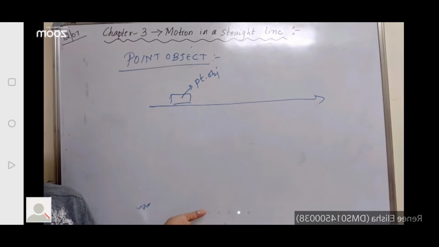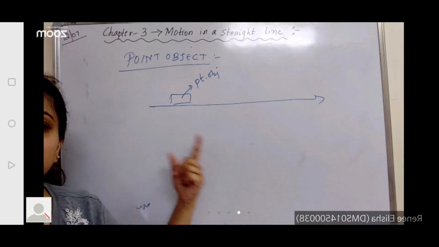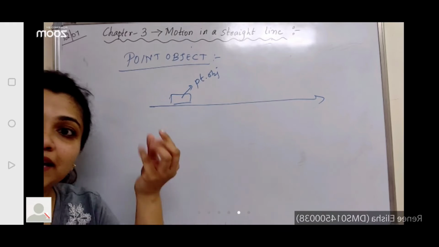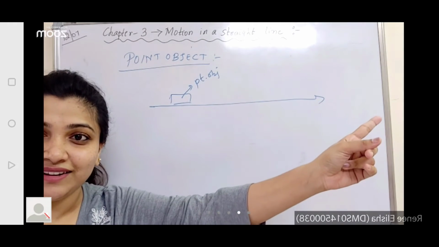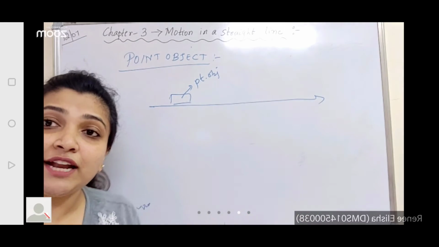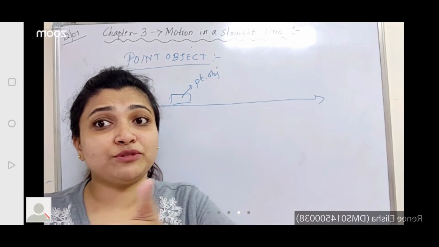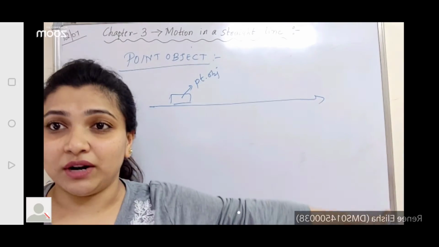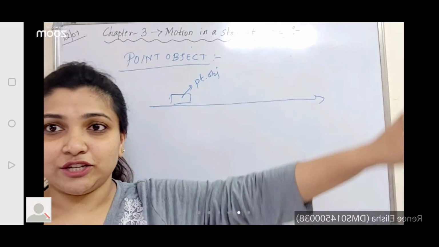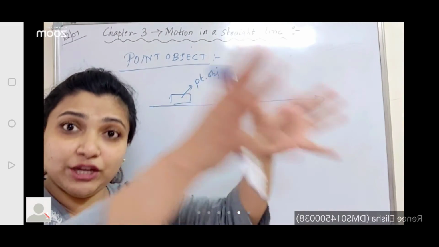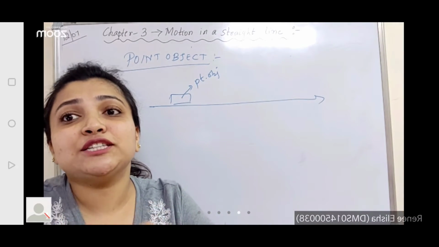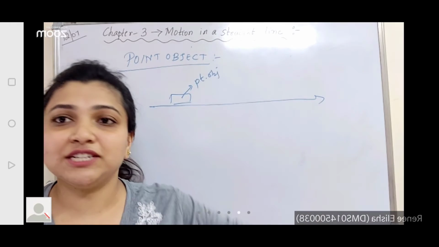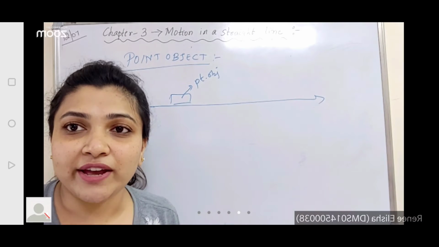Now, one more example: Earth can be regarded as a point object for studying its motion around the sun. Right? It's much smaller compared to its motion around the sun. So Earth becomes a point object. Even you become a point object compared to this entire world, or the entire city. If I'm studying you, you become the point object there. So it depends on size. If the size is much smaller compared to the distance you study, then it is called a point object.